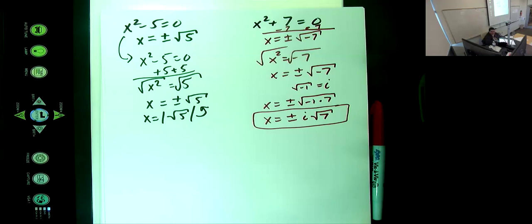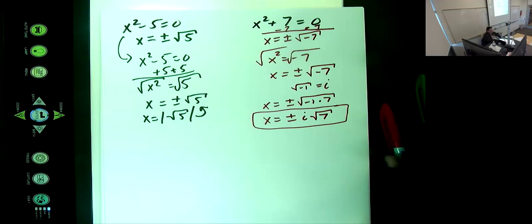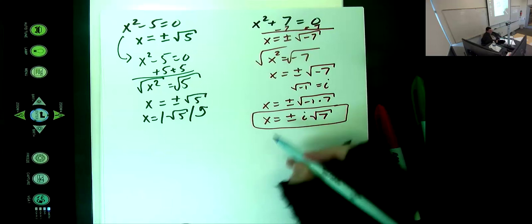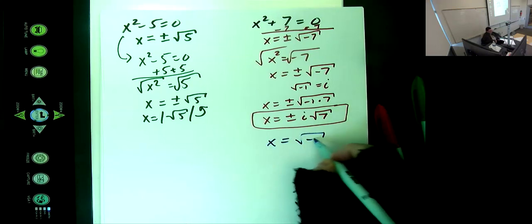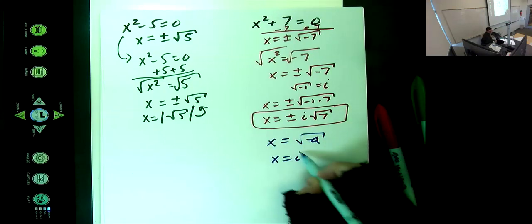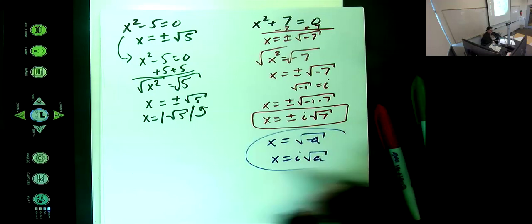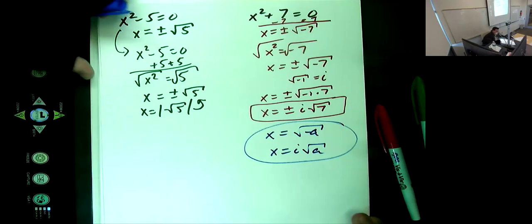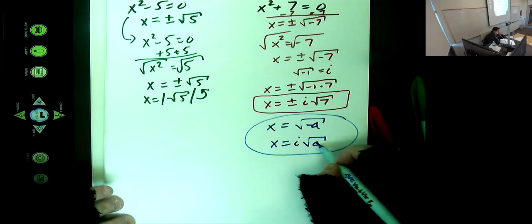It's an important concept. So whenever there's a negative in that square root, it's going to be i. You can take the negative out and just put an i out front. That's the general rule: if x equals the square root of -a, then x equals i√a.